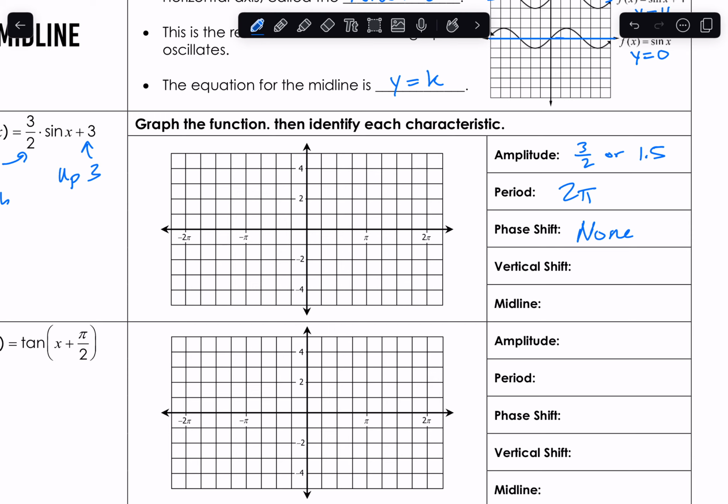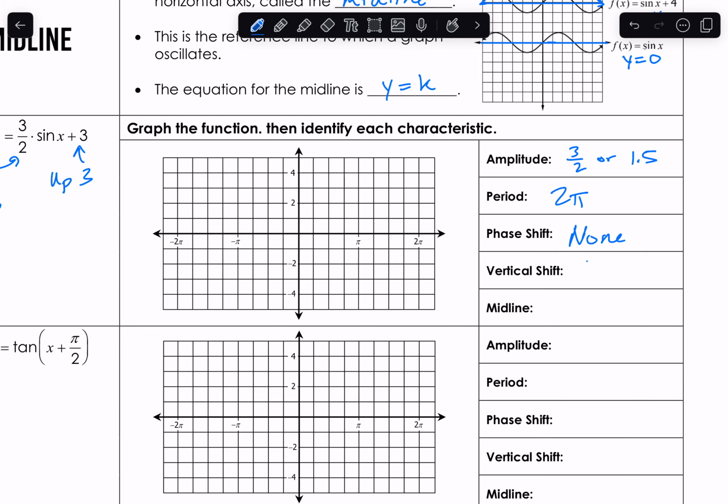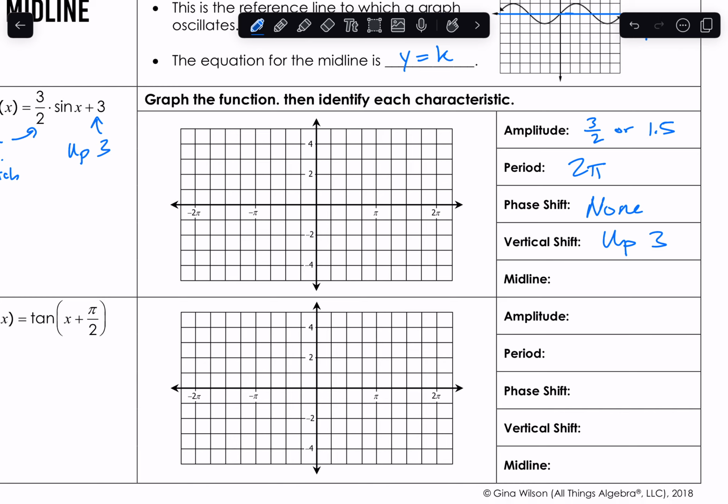And finally, I have a vertical shift, which makes it go up or down. In this case, I do have a +3 on the outside over here, so my vertical shift is up 3. And since 3 is my k, my midline is y equals 3. So what I'm going to do first, because there's a lot going on here, is draw a dotted line of my midline. So I know that my midline, sorry, that is wrong. That's 2.5.